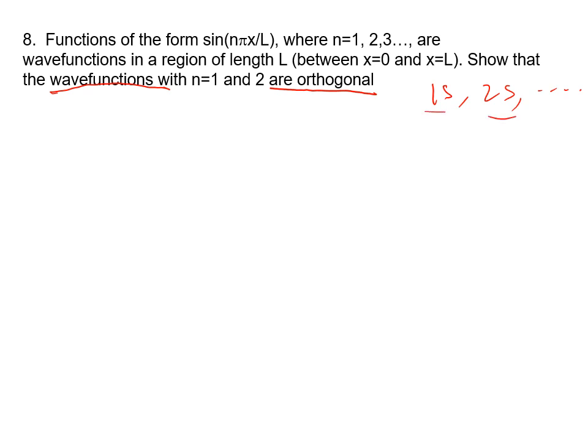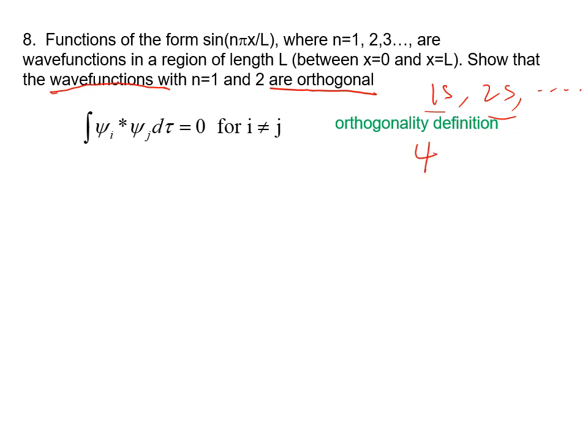In quantum mechanics, orthogonal means the integral of the product of the two wave functions is 0. So in this case, for the hydrogen atom, we should be able to prove that the wave function of the 1s orbital conjugate times the wave function of the 2s orbital, integrated over the whole range, is 0. So that means these two wave functions are orthogonal.